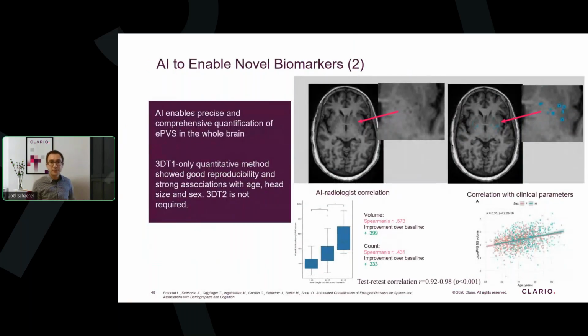So in order to do this, we trained an AI model to segment EPVSs over the whole brain. This model was trained to use only 3D-T1, so this removes the dependency on 3D-T2s that are usually used in addition to the 3D-T1s to assess PVS. The model shows great correlation with the semi-quantitative human results, as you can see on the bottom, but it offers a more granular count of PVSs by giving a full count of all enlarged PVSs over the patient brain. The results also show great correlation with clinical parameters. Next slide.